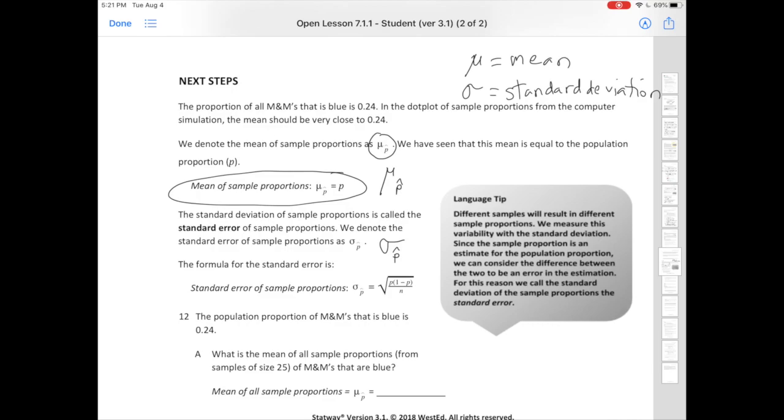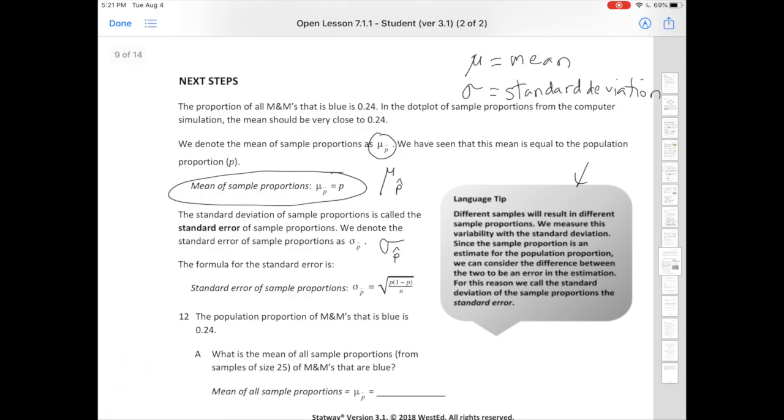Now, this is important. Different samples will result in different sample proportions. I'm reading this box right now. We measure this variability with the standard deviation. Since the sample proportion is an estimate for the population proportion, we can consider the difference between the two to be an error in the estimation. For this reason, we call the standard deviation of the sample proportions the standard error.